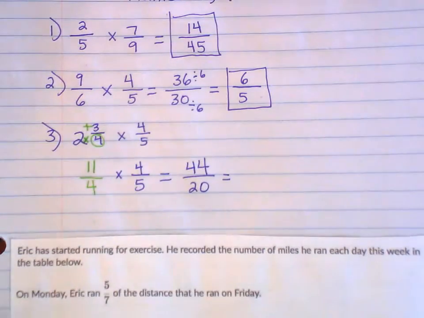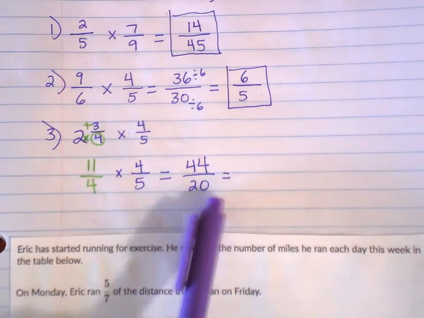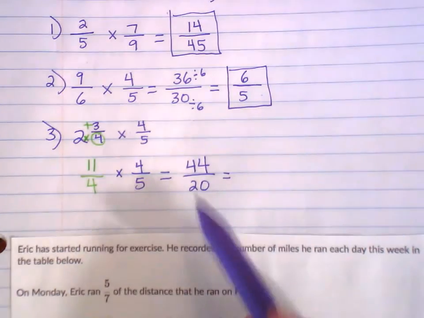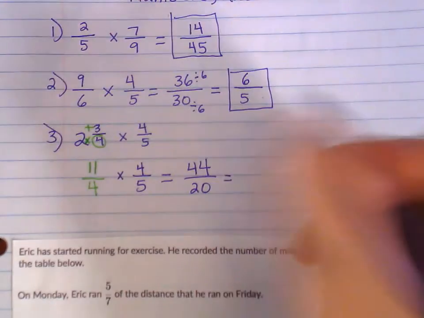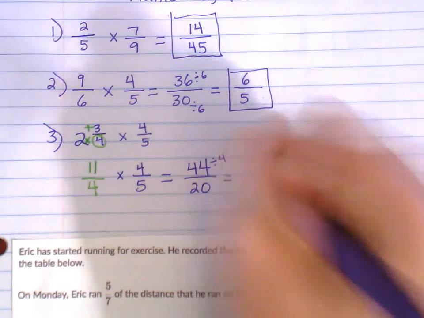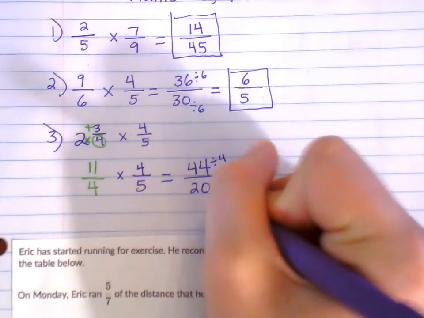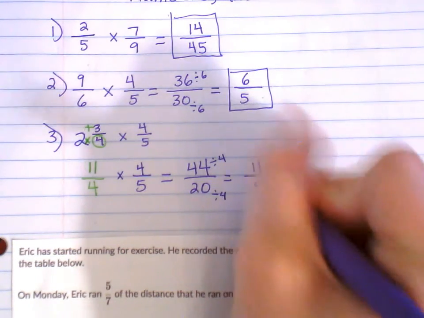Now, I really don't like doing it this way and then simplifying at the end. I mean, I know 4 goes into both of them. 44 divided by 4 is 11, and 20 divided by 4 is 5.